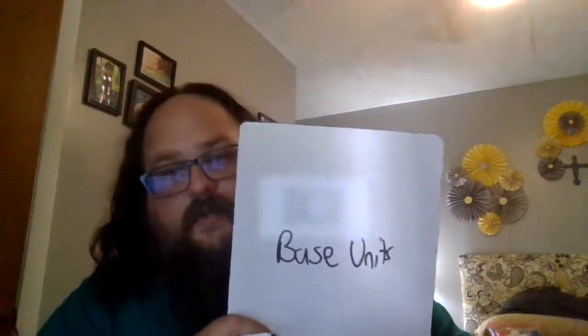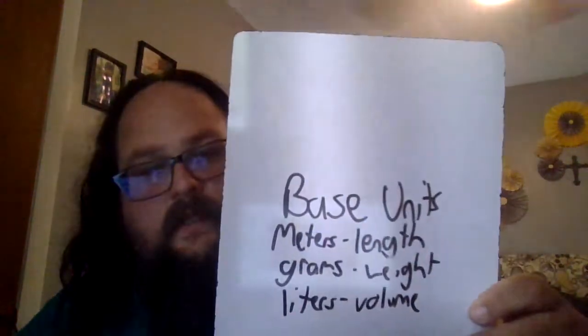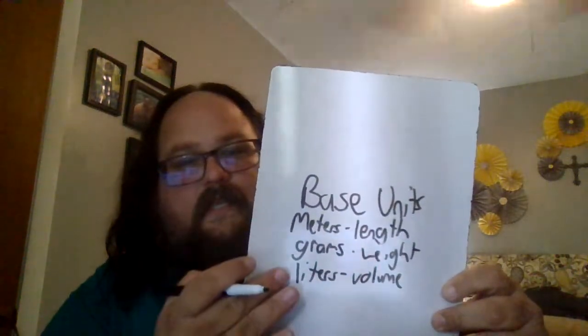We did discuss base units of measure. Base units in metric are going to be your meters for length, grams for weight, and liters for volume. Meters, grams, and liters. Those are our base units of metric measurements.